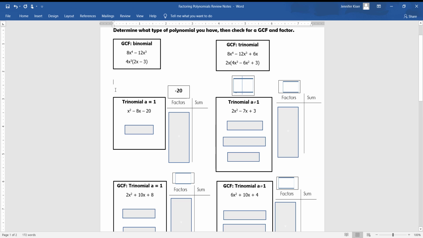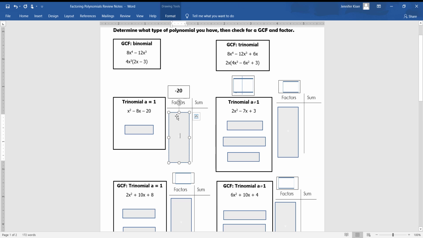So for this one here, you're trying to multiply to get a negative number. So you'll have to have a positive and a negative there. So you can just go ahead and make a list of the factors then. So you need one of each. So you can write 1 and 20 first. So you can just make each of them negative to start.